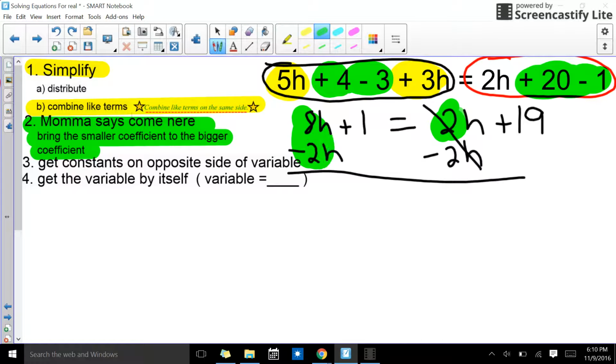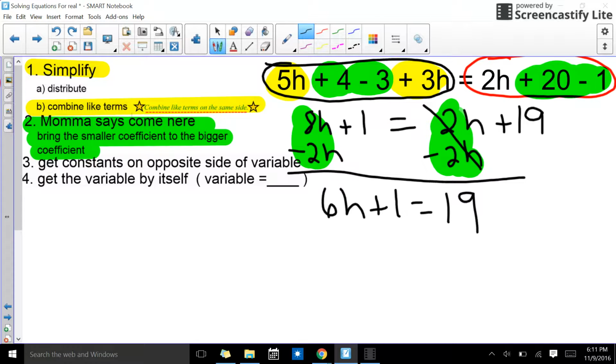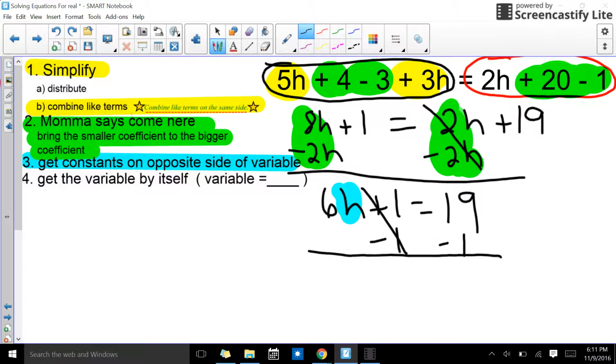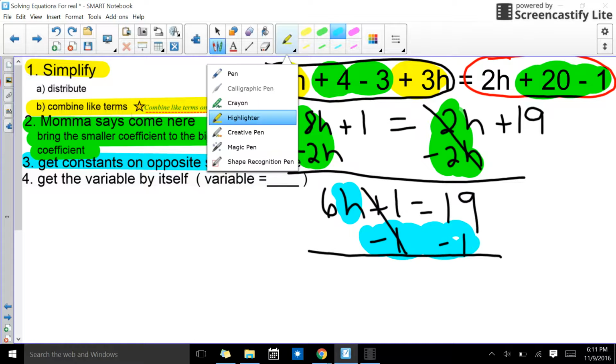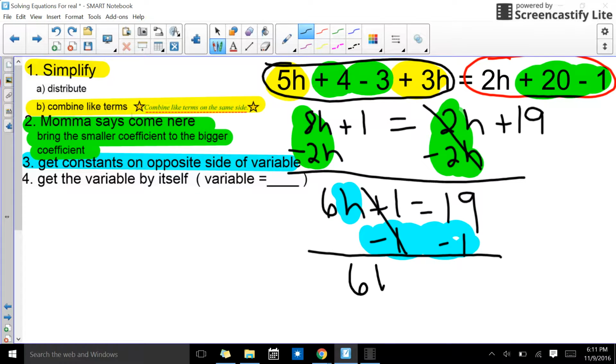Yes, I am going to highlight it. Sorry. All right, so that is 6h plus 1 equals 19. Okay? Now I need to do my third step where I'm getting my constants on the opposite side of the variable. My variable is on the left, which means I'm going to put my numbers on the right. So that means I need to get rid of this positive 1. So I'm going to subtract 1, subtract 1. Okay, and this is all step 3. Then I'm left with 6h equals 18.